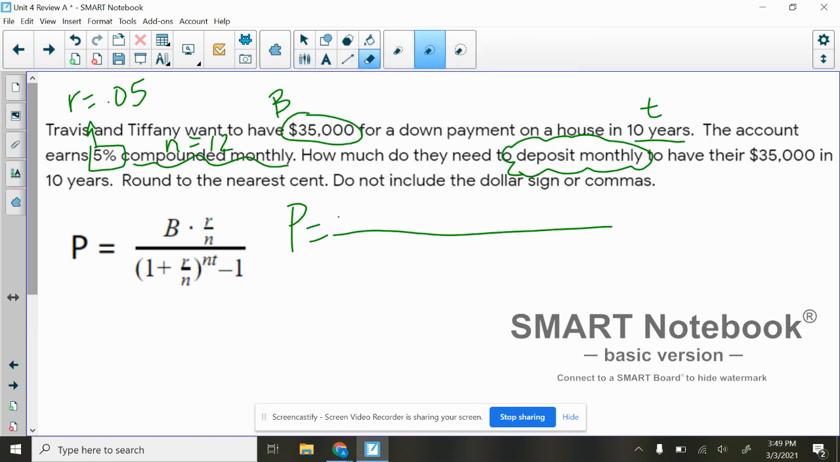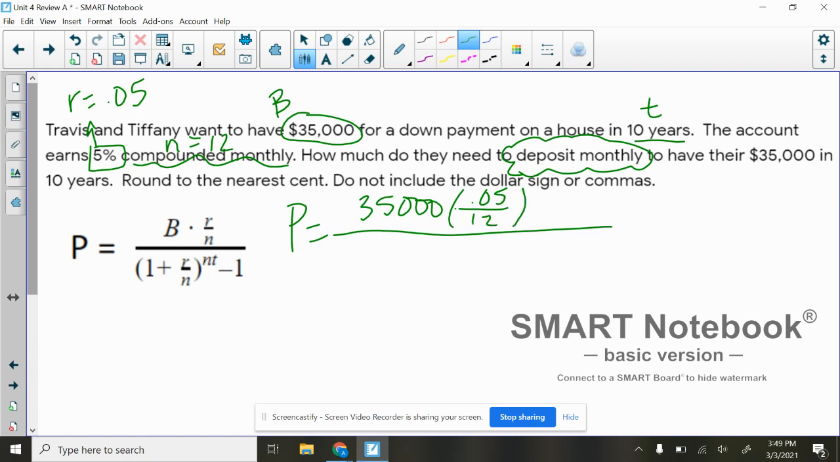So P equals that account balance of 35,000, times your rate divided by N. You can put that in parentheses or not, it doesn't really matter. Our rate is 0.05, and our N value is 12. So our numerator is pretty basic: balance times rate divided by N.